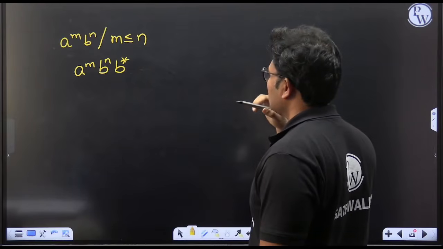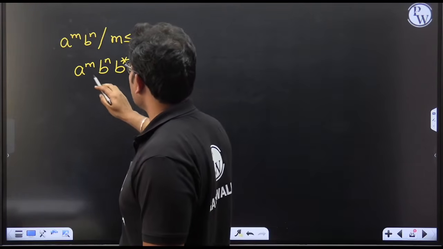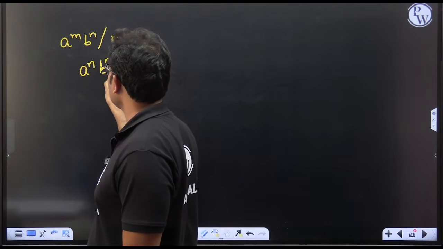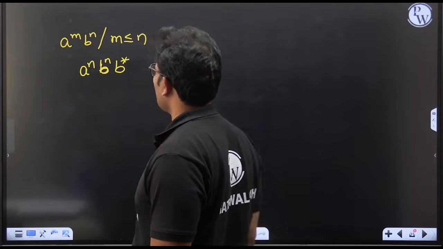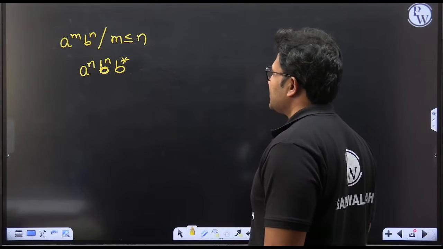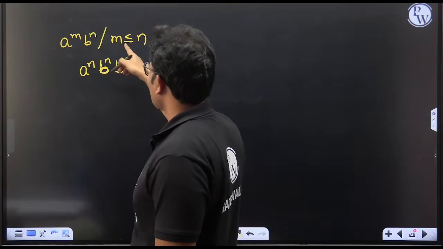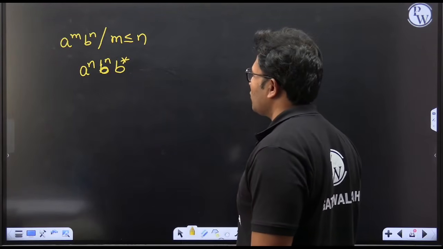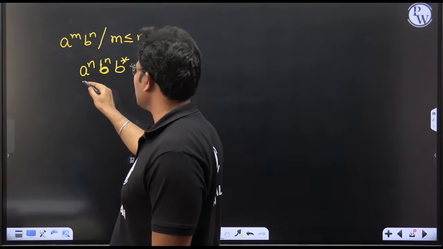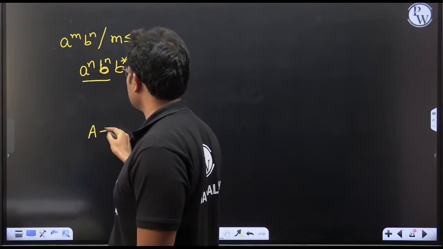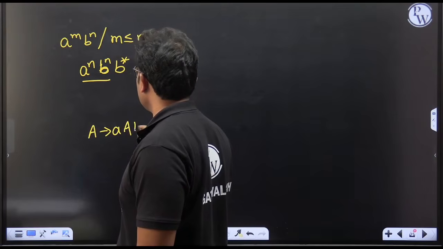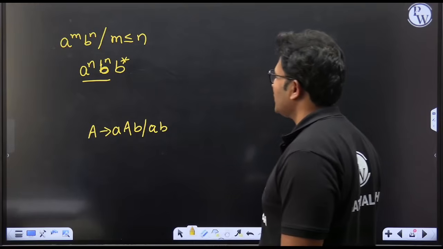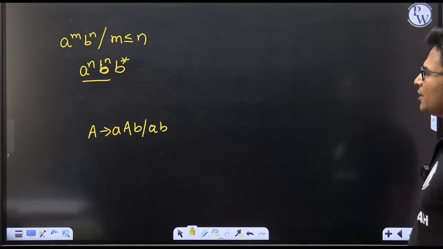How are you going to generate this? Sorry, this has to be a^n b^n, an equal number of a's and b's followed by any number of b's, so that the number of b's will be greater than or equal to the number of a's. First you generate this. A derives a A b, or epsilon.